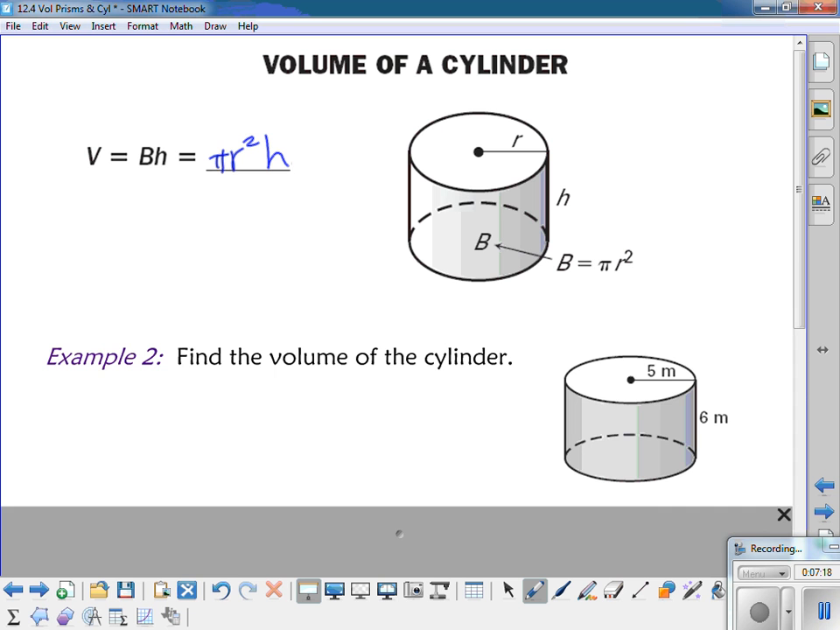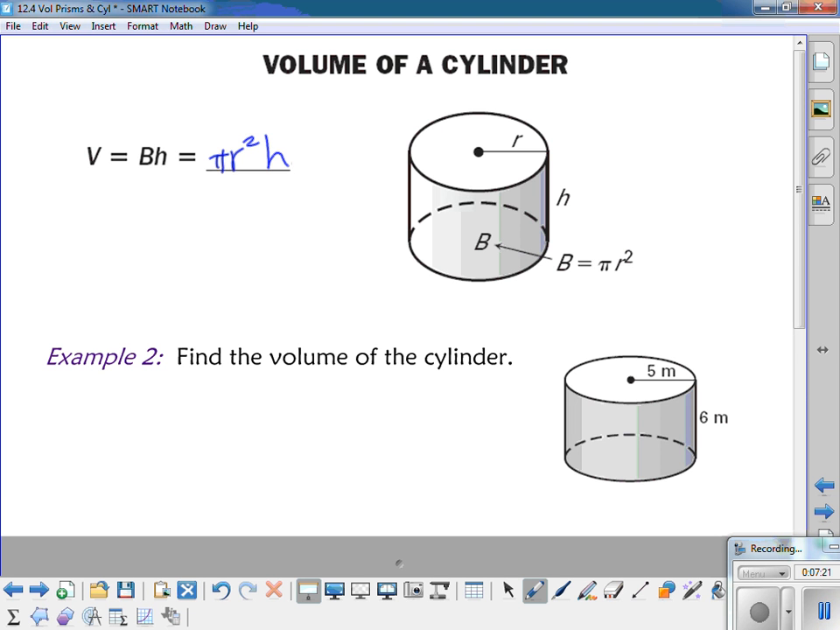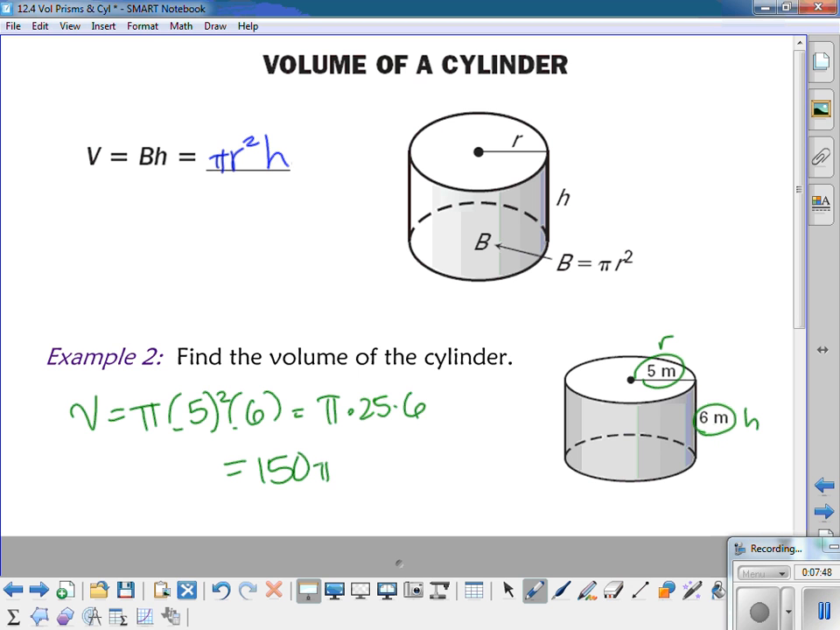So looking at an example, we're going to find the volume of this cylinder. So I have that the radius is 5 and the height is 6. So the volume is just pi times 5 squared times 6. So that is pi times 25 times 6. And that comes out to 150 pi. That would be the exact volume. And if I wanted the approximate volume, we just put that in our calculator, 150 times pi, and we get 471.2 meters cubed.